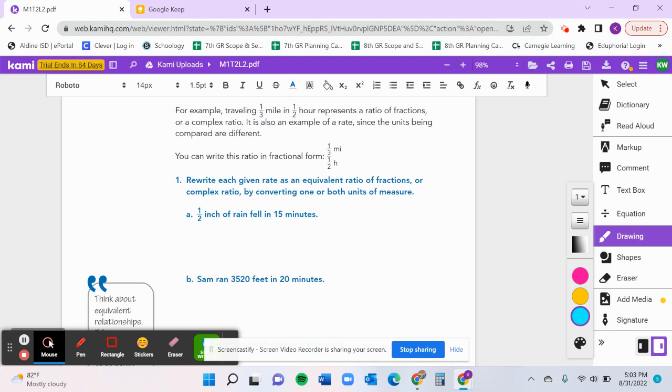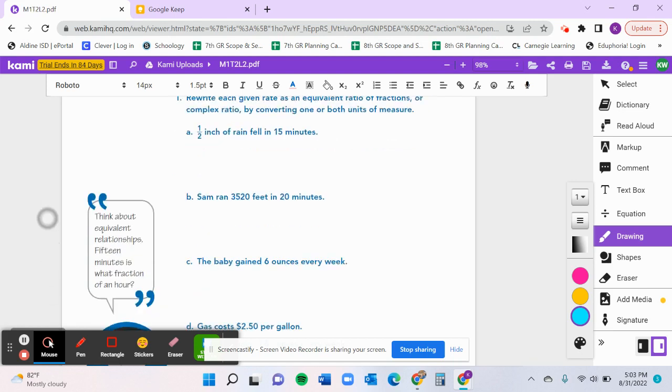1B. Sam ran 3,520 feet in 20 minutes. The same thinking can be applied here. 20 minutes is what fraction compared to an hour?